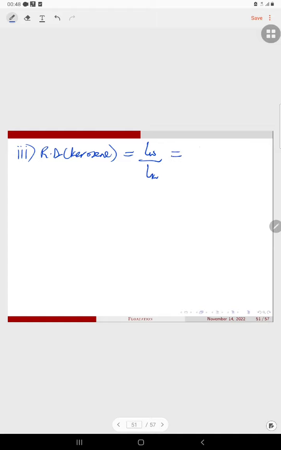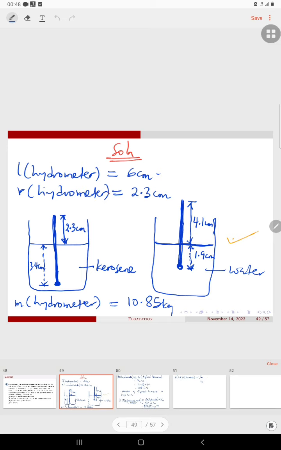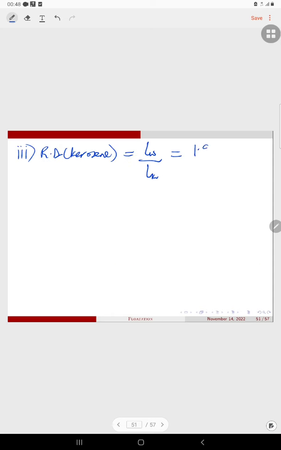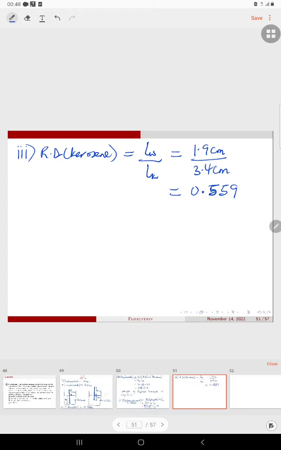Okay, so what is it? The length of the submerged part in water is 1.9 centimeters. That of the kerosene is 3.4 centimeters. And this gives us 0.559, unitless. Right, so this answers our question on what we were given.